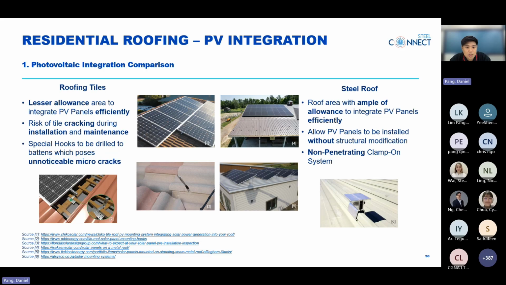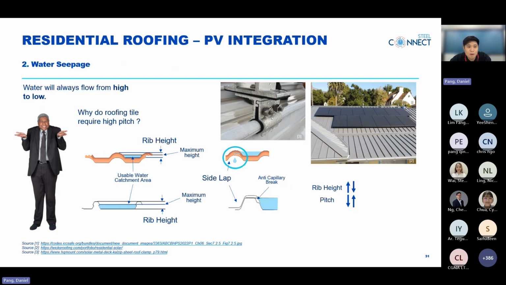The low pitch has ample allowance to integrate PV panels efficiently, and it also allows PV panels to be installed without doing any structural modification by utilizing a non-penetrating clamp-on system. So over here we have seen how both roofs integrate with PV panels. Then on the next, now we look into something more serious, water seepage.